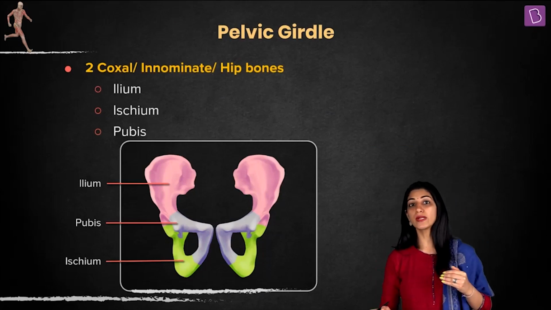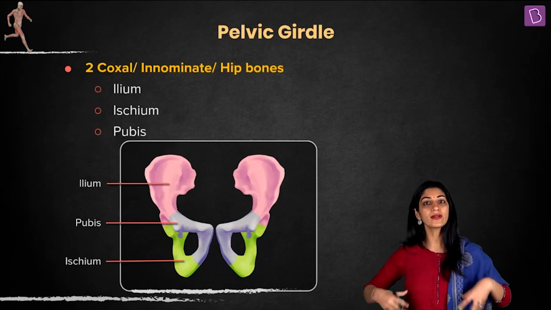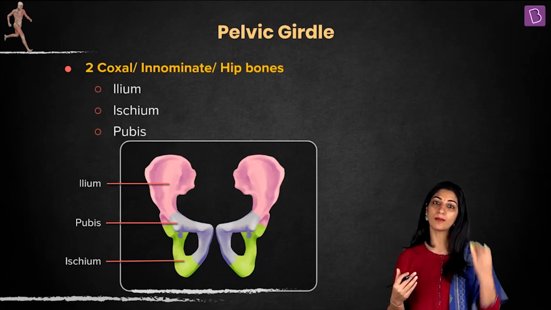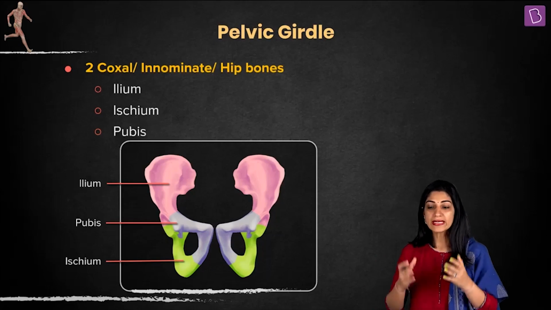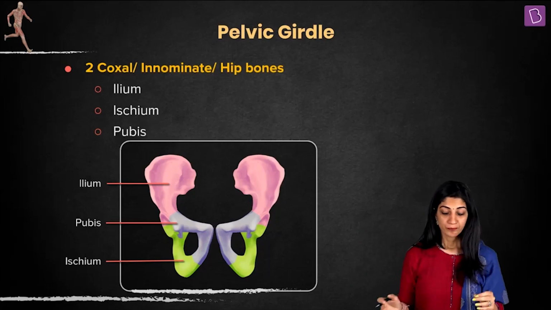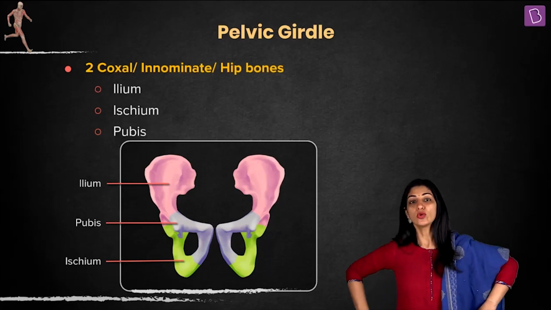Apart from that, my children, the pelvic region, the lower region of the body, is also carrying extra weight of the upper body. Okay, it is supporting the trunk. Right? Now, pelvic girdle, essentially, you can feel it.